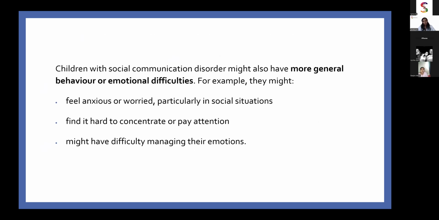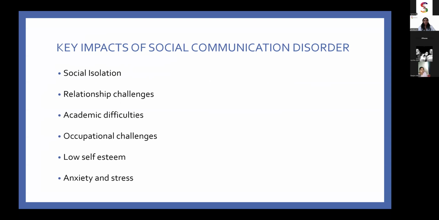Now, children with social communication disorder might also have more general behavior or emotional difficulties. For example, they might feel anxious or worried, particularly in social situations. Also, they find it hard to concentrate or pay attention, and they might have difficulty managing their emotions. Why all this? We will discuss in our coming sessions the impacts of social communication disorder, because a child or a person has this disorder and it causes problems to the child.